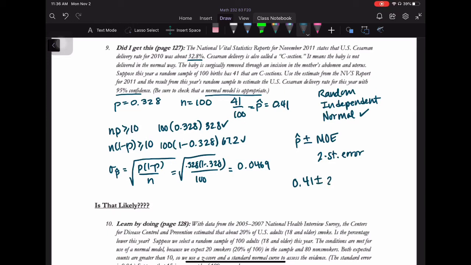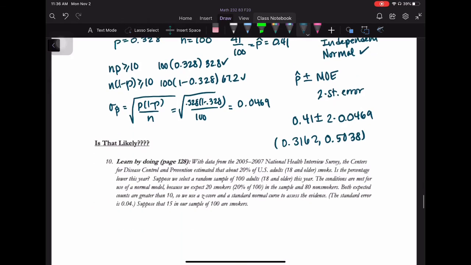0.41 plus or minus 2 times 0.0469 gives us an interval of 0.3162 to 0.5038. So between 31.6% and 50.3% would capture the true cesarean section rate 95% of the time.